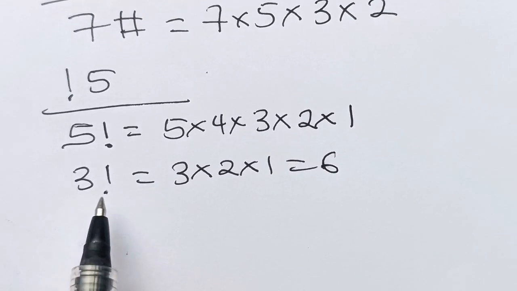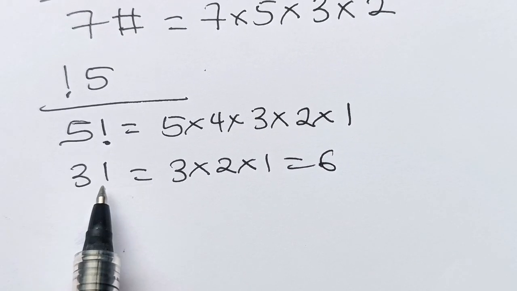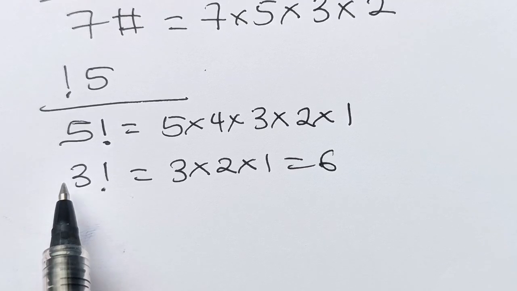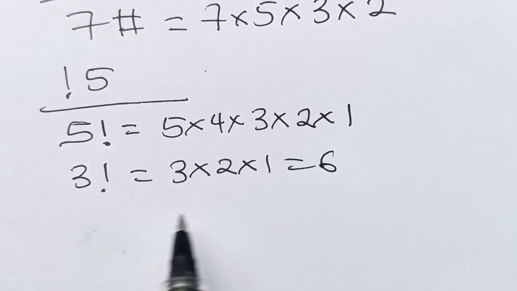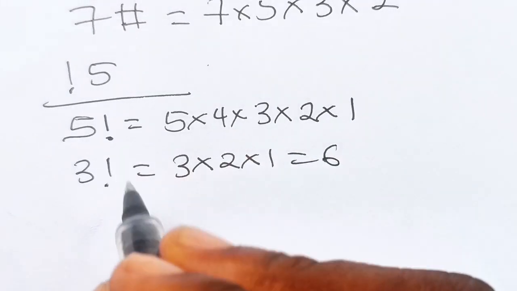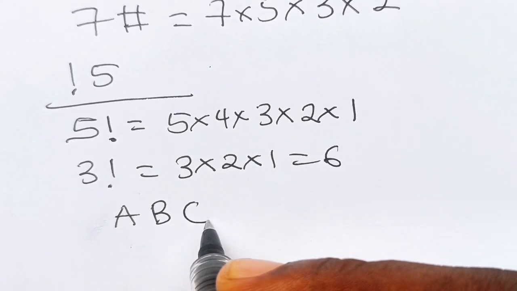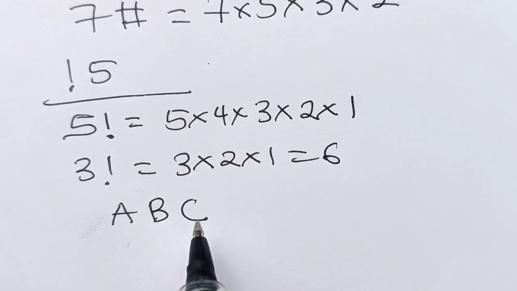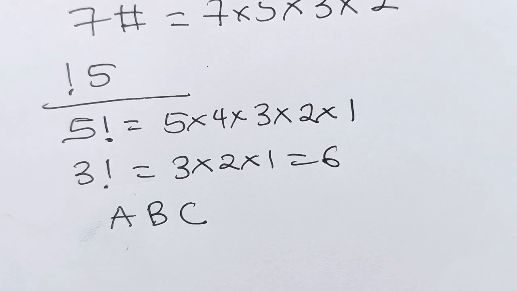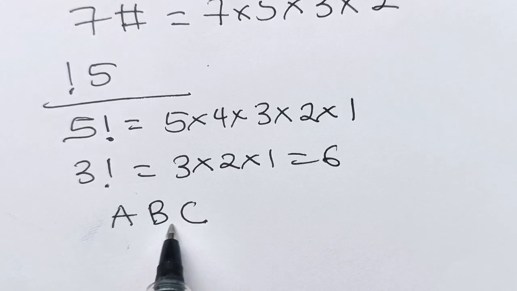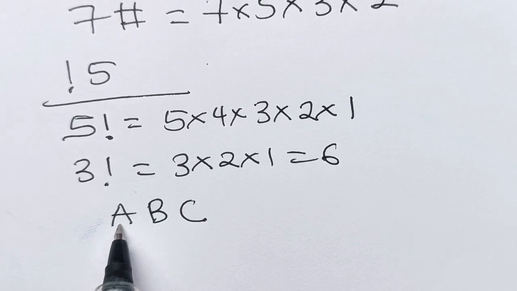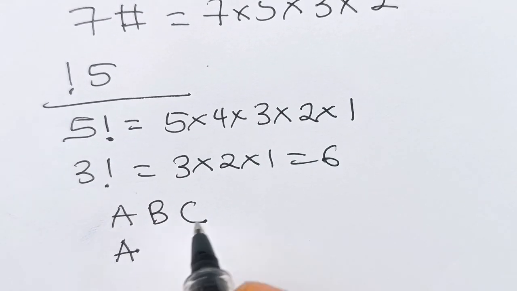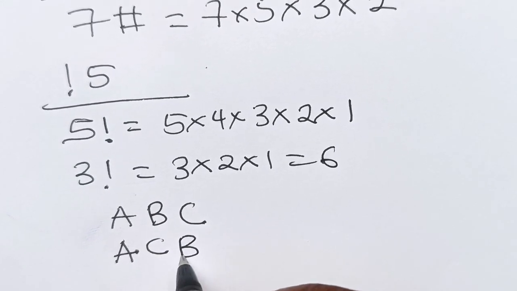Now what is factorial? 3 factorial means how many times we can arrange 3 items on a straight line. For example, if the 3 items are A, B, C, how many times can we arrange A, B, C in a straight line? This is already the first arrangement. If we keep A at its position and change the position of C and B, this gives us the second arrangement.